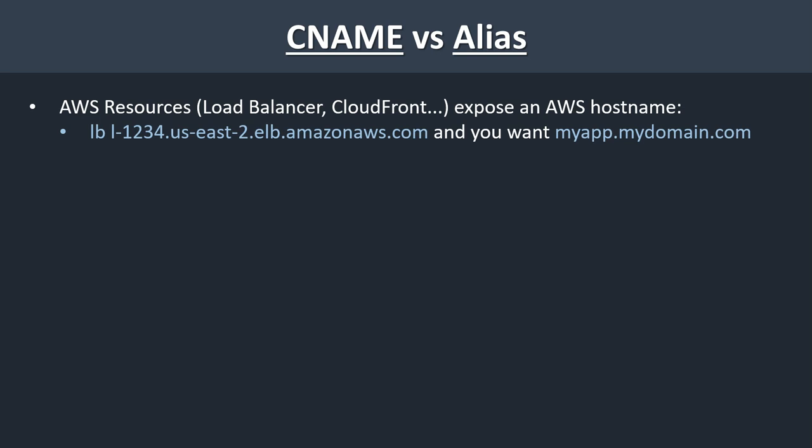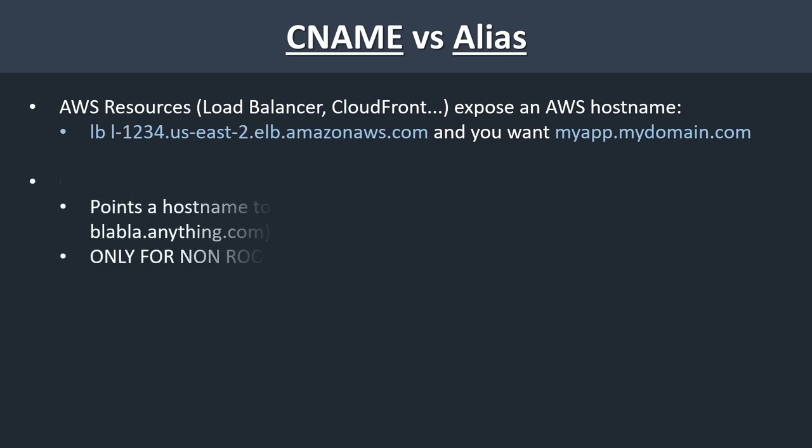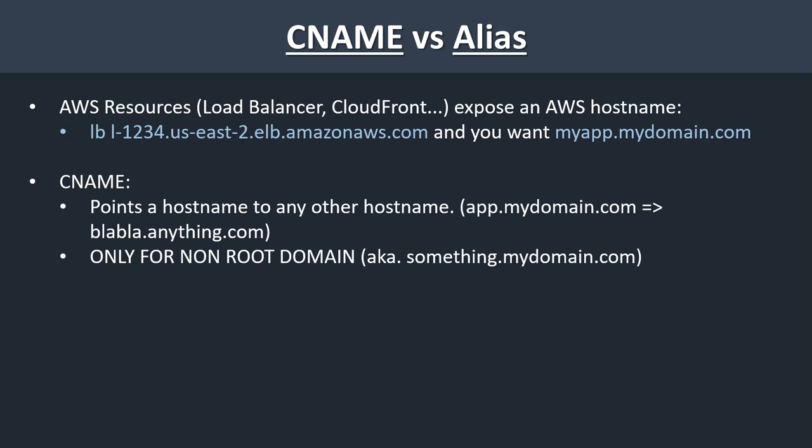The first one is to use a CNAME record. So we have seen A records, but now let's look at the CNAME records. CNAME allows you to point a host name to any other host name. For example, you can say app.mydomain.com is pointing to blah blah.anything.com, and this only works if you have a non-root domain name. So if you have something like mydomain.com, it does not work for just mydomain.com, as we'll see in the hands-on.